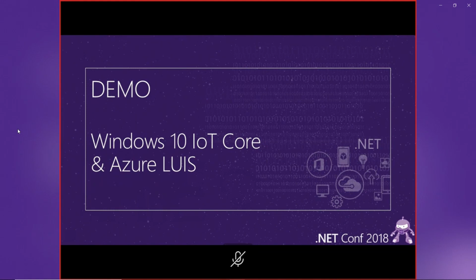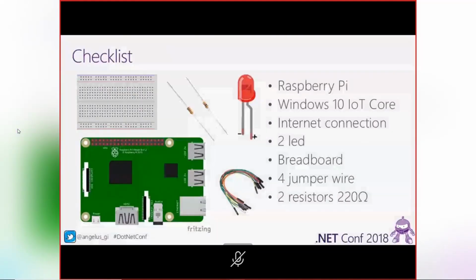But let's start with the checklist to build this solution. We need a Raspberry Pi or a board suitable for Windows 10 IoT Core, an internet connection, two LEDs, a breadboard, four jump wires, and two resistors.